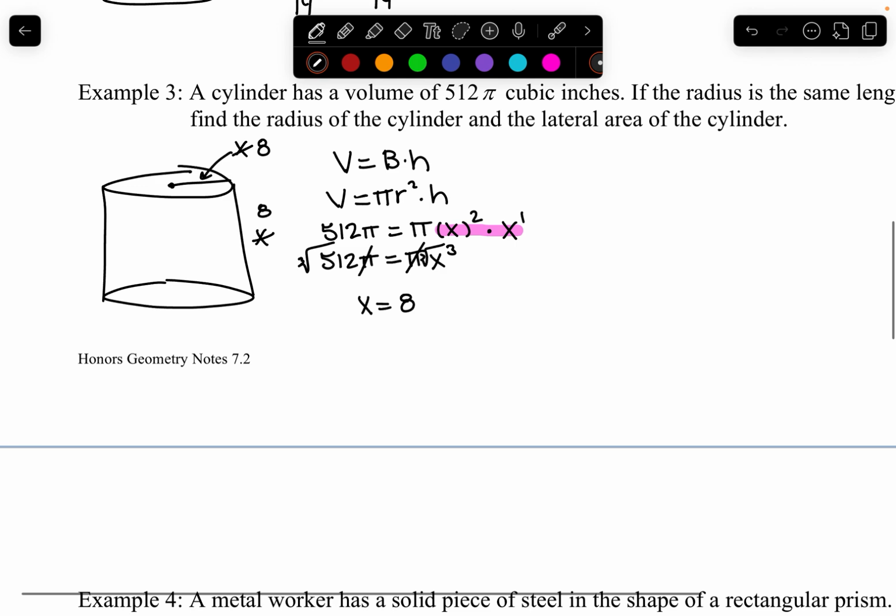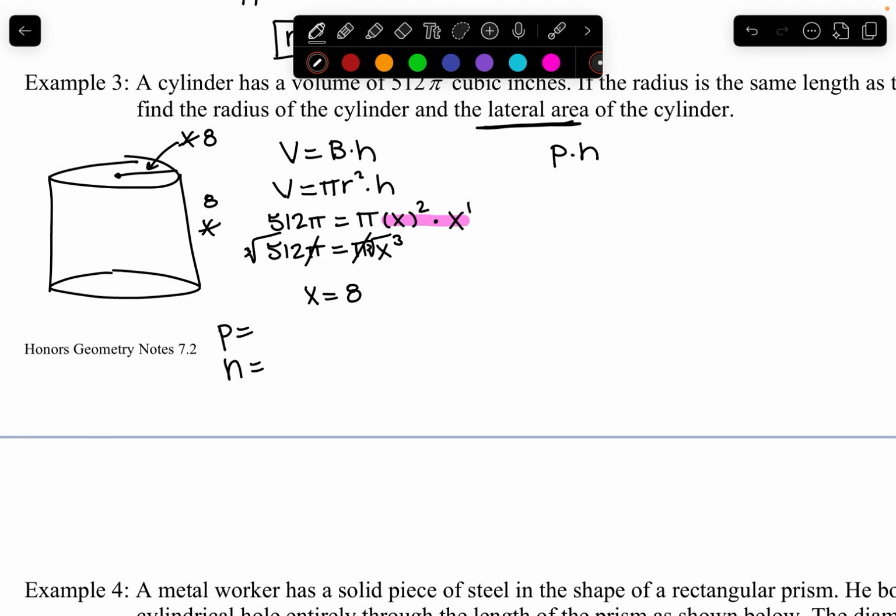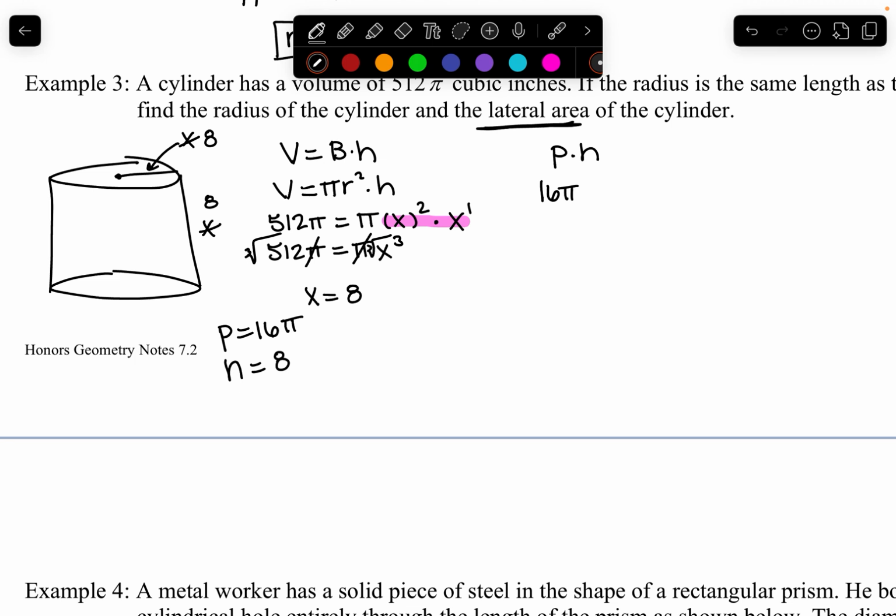So now it says find the radius of the cylinder and the lateral area. So lateral area is P times H. So I need P and I need H. H is 8. P is the perimeter of the base, which is just circumference, which is 2 pi r. So that's 16 pi. And then I'm just going to plug it in. 16 pi times 8, 16 times 8 is 128. So lateral area will be 128 pi inches squared. And there you go.